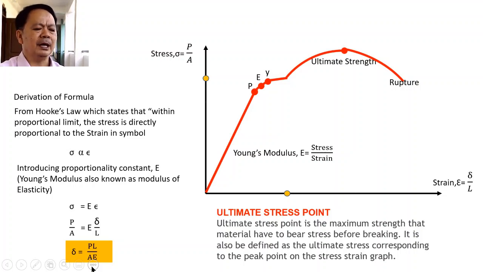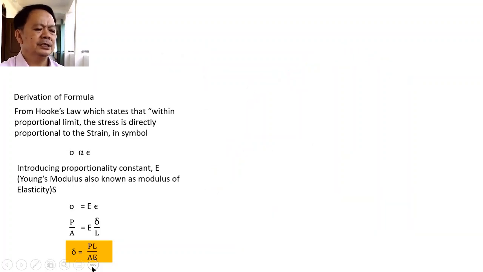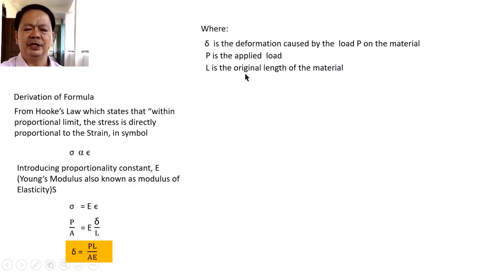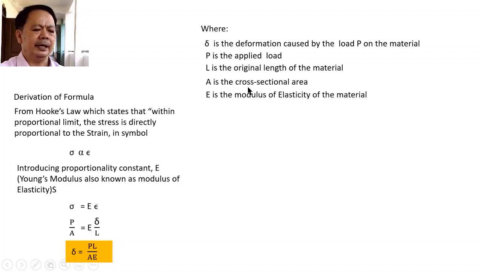Now in this formula, how do we describe the symbols? Delta, or lambda, is the deformation caused by the load P on the material. P is the applied load, while L is the original length of the material. A is the cross-sectional area, and E is the modulus of elasticity of the material.